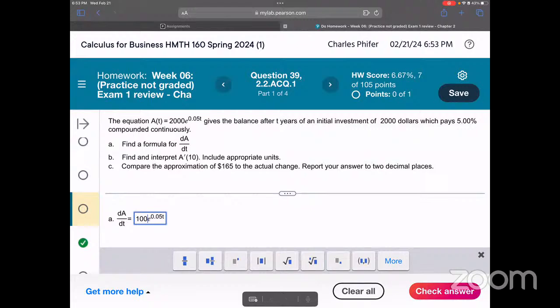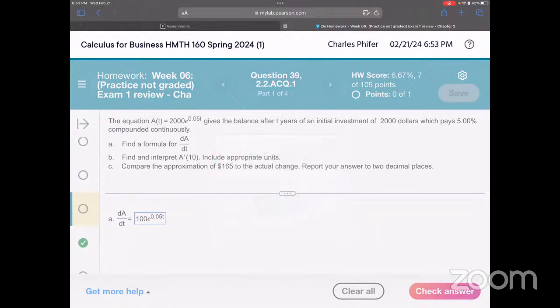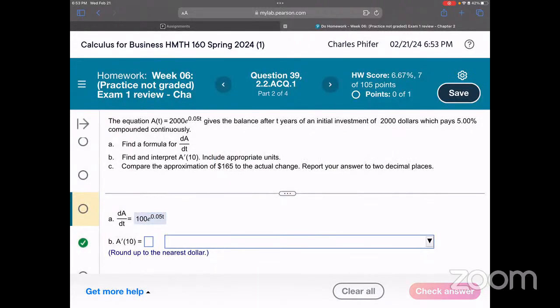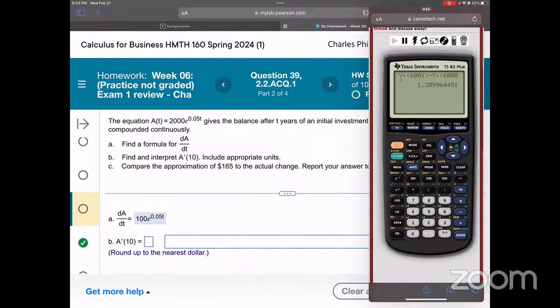Okay, I think that's okay. So then if we evaluate that when t is 10, we'll use a calculator. We're going to say 100 e to the power of 0.05 times 10. Okay, round to the nearest dollar, the rate of change. So $165.